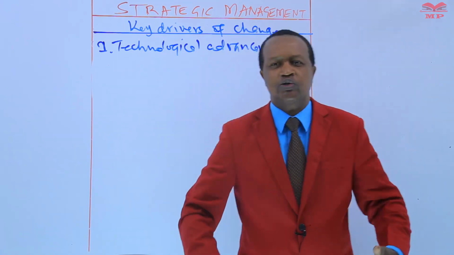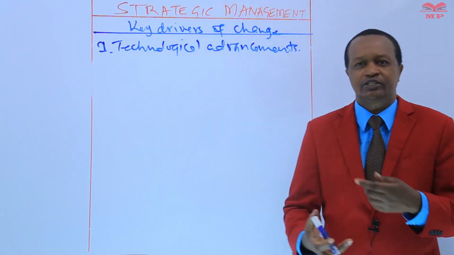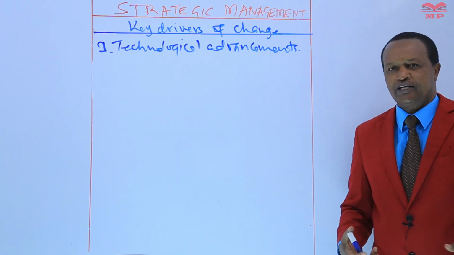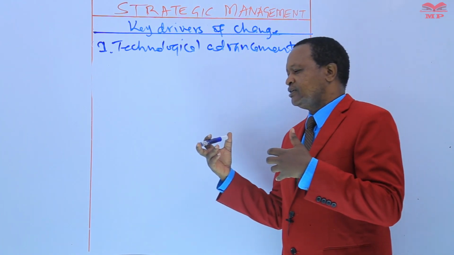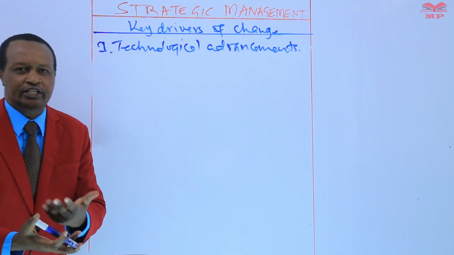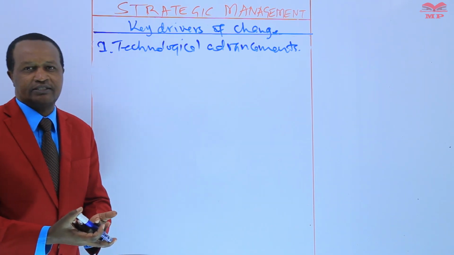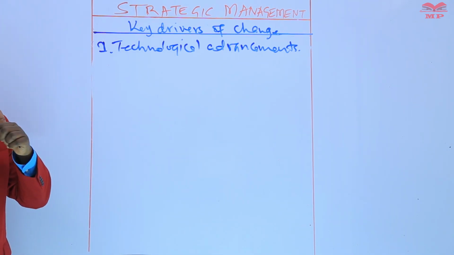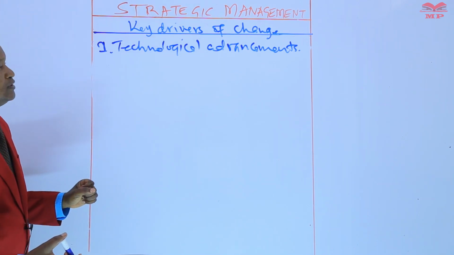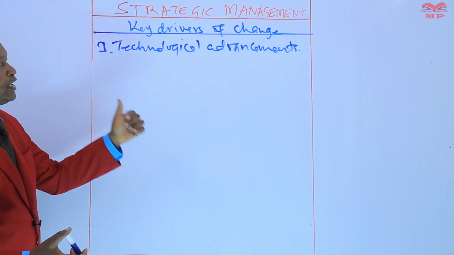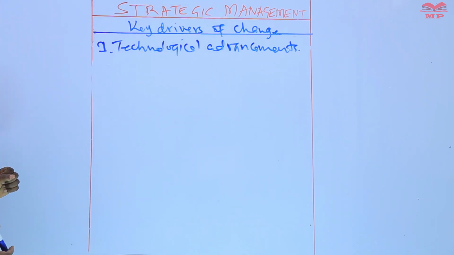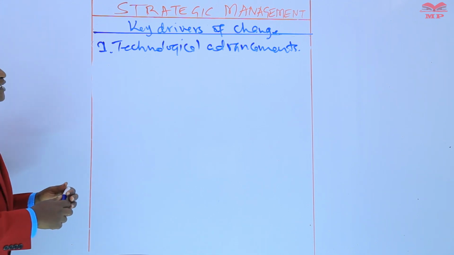New technologies emerge constantly and they disrupt industries. They create new markets and they alter consumer behavior. Examples are automation, artificial intelligence, blockchain, the Internet of Things. These are just a few examples of technologies that today are reshaping business landscapes. So strategic planners ought to be aware of the technological advancements, the current ones, and the potential technological advancements.